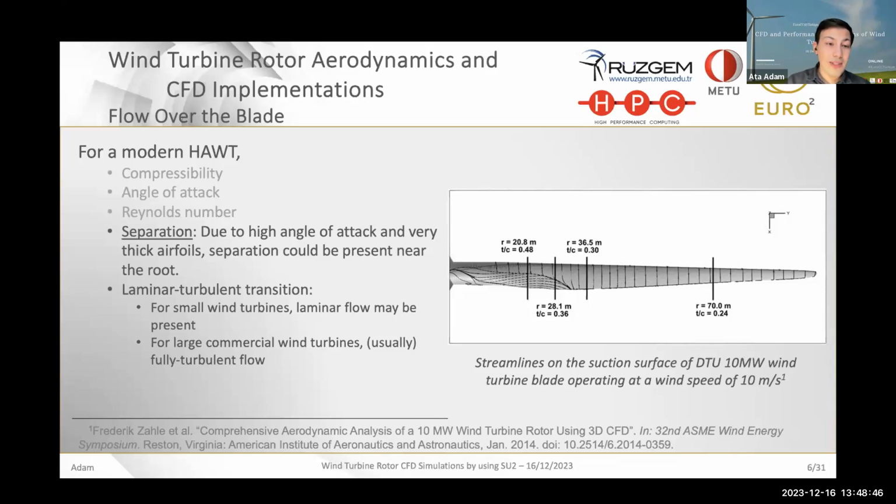In addition, we may also see some transition from laminar to turbulent flow. For small wind turbines, we may still see laminar flow on the blade affecting the turbine performance, and determining this transition point is quite crucial for the performance calculations. But for large commercial wind turbines, we usually see fully turbulent flow. In other words, the transition point is almost at the leading edge, not affecting the performance of the turbine. This is due to high Reynolds numbers. Also, in reality, we have leading edge contamination on wind turbine blades, which promotes turbulent flow quite early compared to an ideal case.